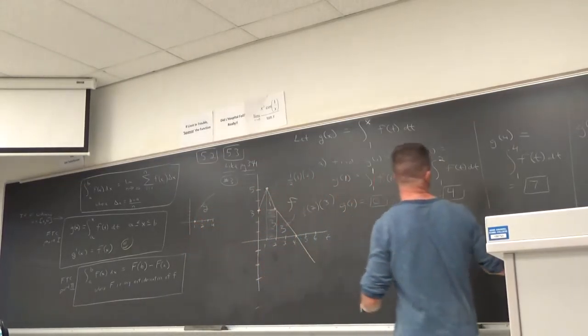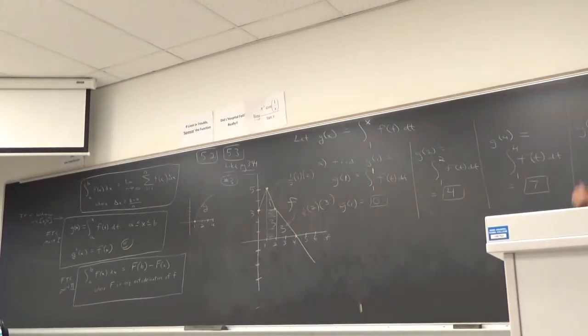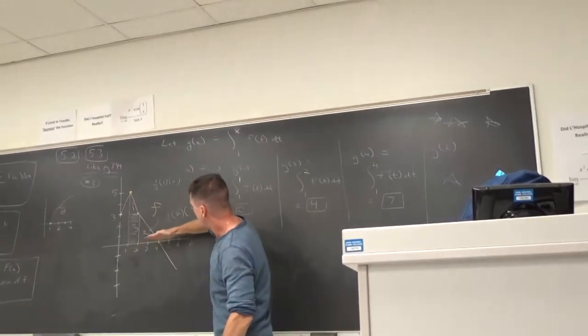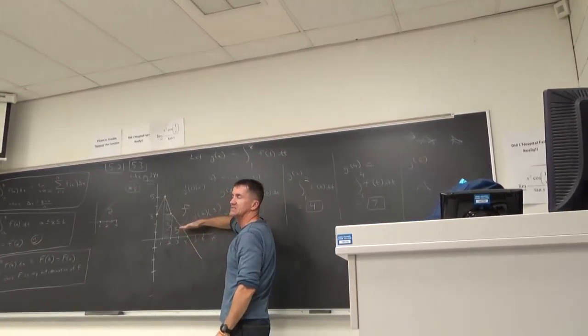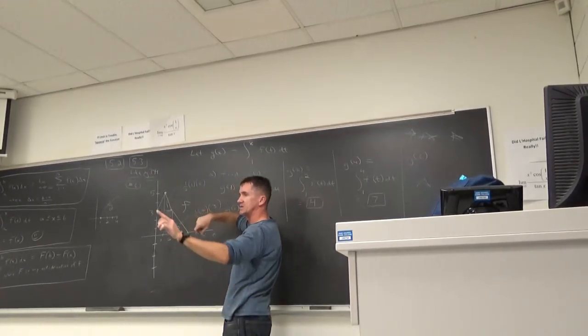Now, I want you to find one more thing. Be careful. You bet, we're going to use all that information to get this. But now, this function has gone underneath the what? X-axis. X-axis. We'll find that area, but we're going to assign a negative value to it.